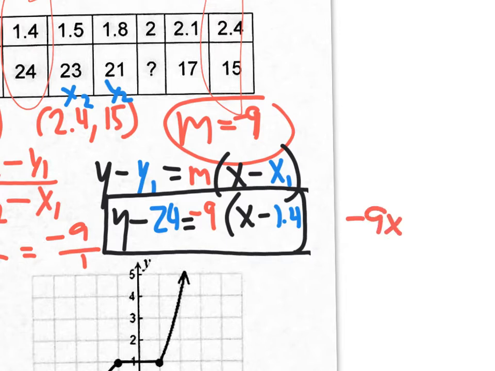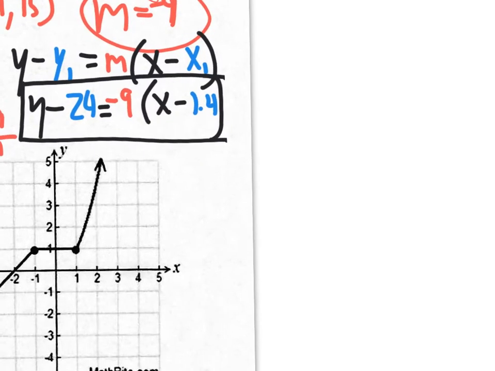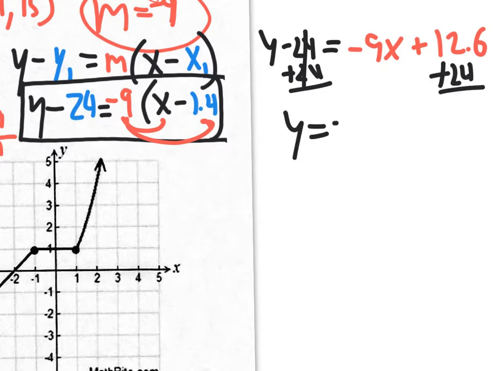Actually, let me rewrite this with more space. Put that to the side up here. So if I distribute negative 9 times x, that's negative 9x. If I distribute negative 9 times negative 1.4, that's going to be positive 12.6. And we still have the equal sign and the y minus 24. So you'd have to add 24 to both sides, plus 24 here, cancel it out, plus 24 over here. And that would give you y equals negative 9x plus 36.6.